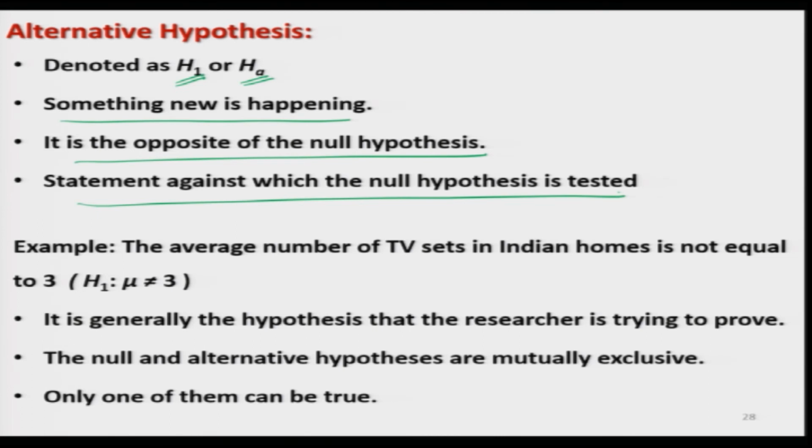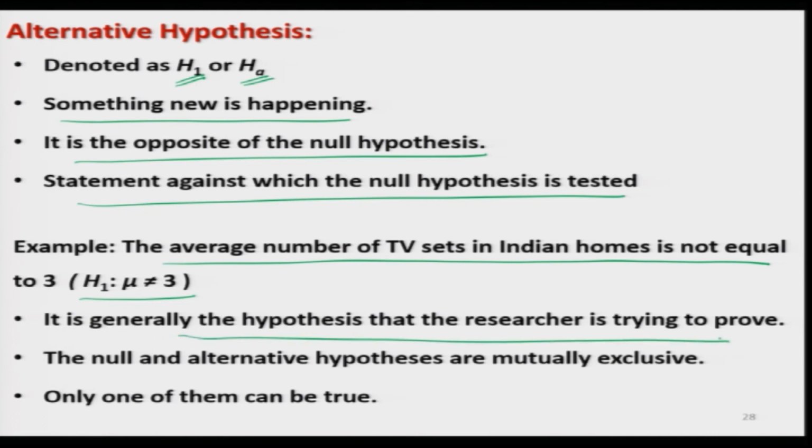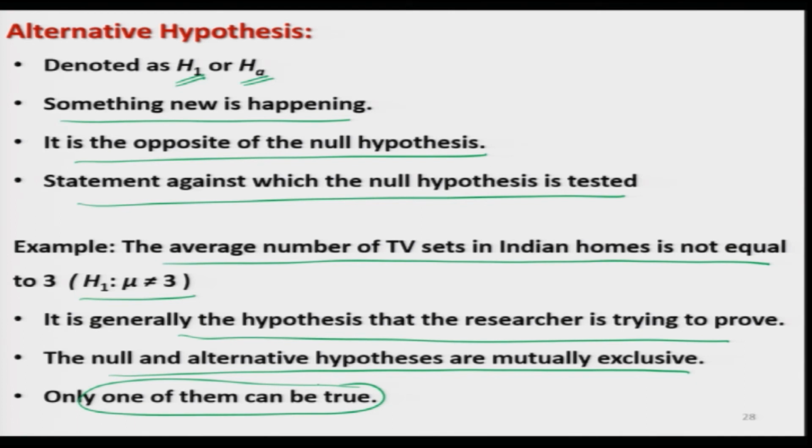For example, in the earlier statement, I can now make an alternative hypothesis like this: the average number of TV sets in Indian homes is not equal to 3. So, I can write it down as H1: mu is not equal to 3. It is generally the hypothesis that the researcher is trying to prove. And remember one thing, that null and alternative hypotheses are mutually exclusive. Only one of them can be true at a given time. It cannot happen that on the basis of a given sample of data, both the null as well as the alternative hypothesis can be true. If one is accepted, then the other is rejected, and vice versa.